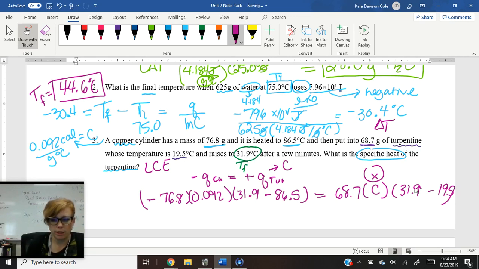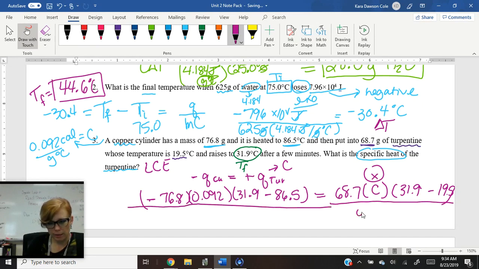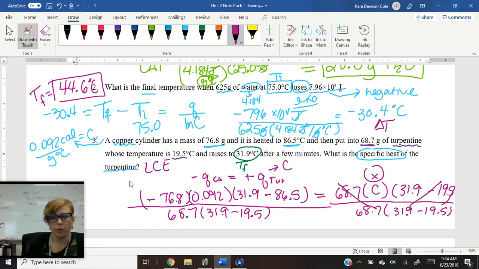So then I have all this, and I need to solve for C. Through all of this, I'm going to divide by 68.7 times 31.9 minus 19.5. Whatever I do to one side of the equation, I have to do to the other side of the equation. Now, this is canceling, this is canceling. I'm left with my x value on this side. So then all I have to do is solve all of that.